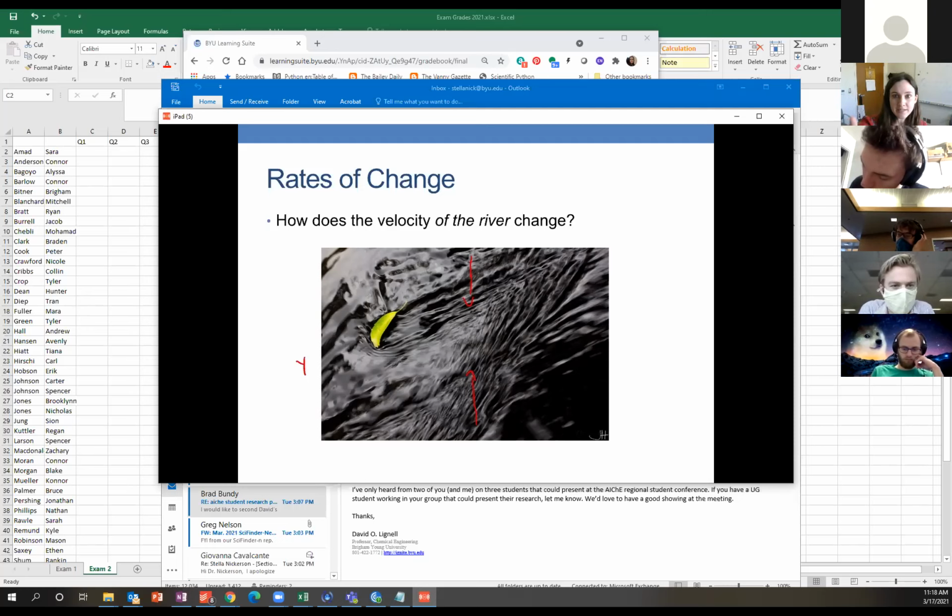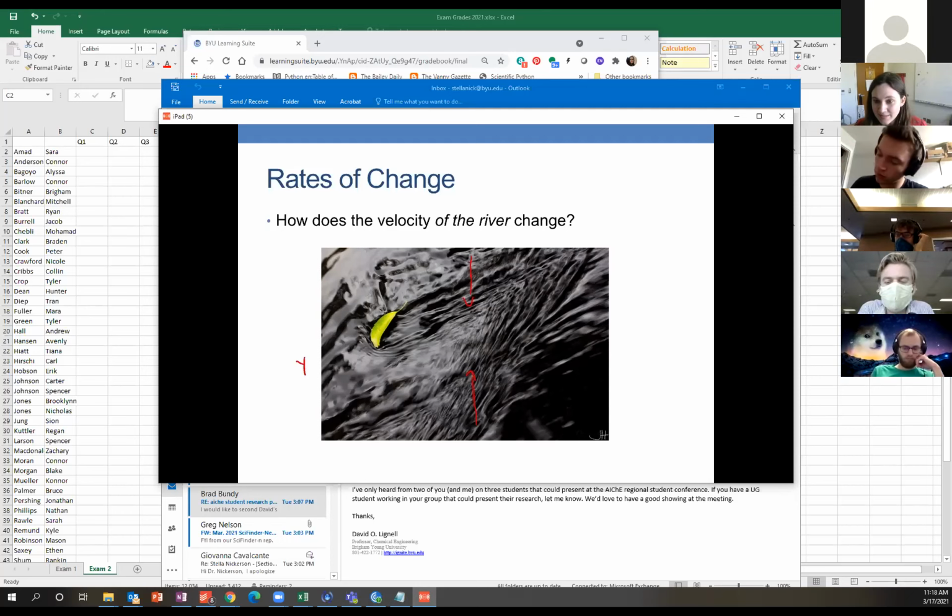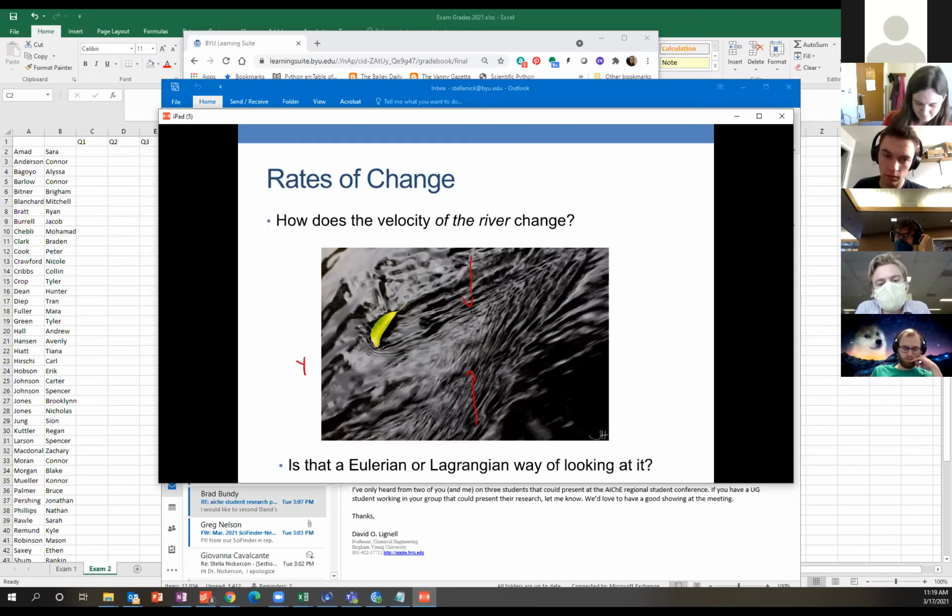Is that Eulerian or Lagrangian? I am going to call on a random person, Johnny Pershing. Hi. Howdy. So we're talking about how the velocity of the river changes. Is that a Eulerian or a Lagrangian way of looking at it? Well, what's throwing me off is that our picture is definitely a confined area. And I feel like velocity could be a field variable. So I'm going to go Eulerian on this one.